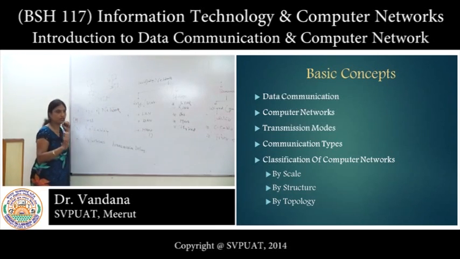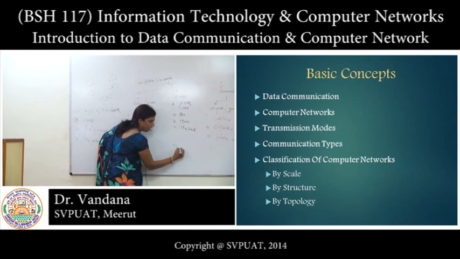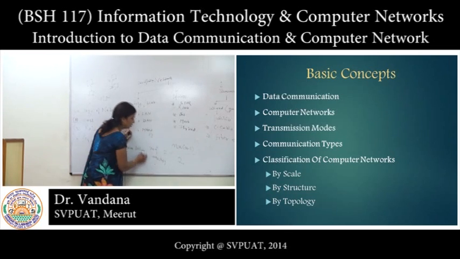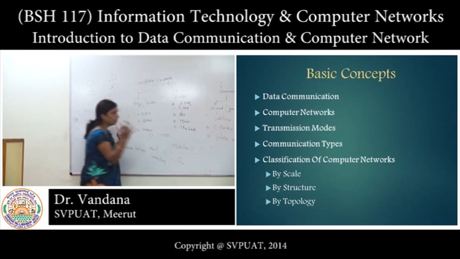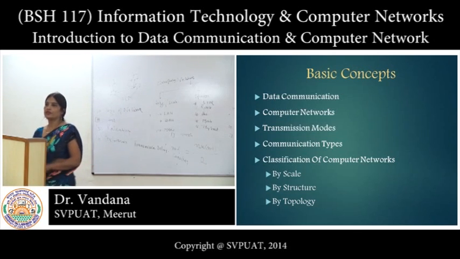There is a formula for knowing the number of connections in mesh topology, which is n into n minus 1 divided by 2. So this is the formula through which we can get the number of connections in mesh topology. By mesh I mean this is the mesh of so many nodes. With this, thank you.